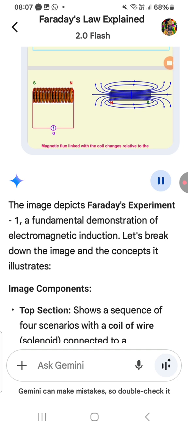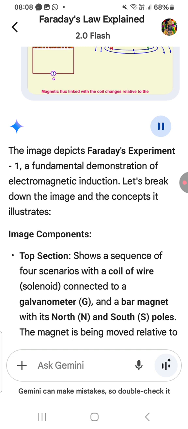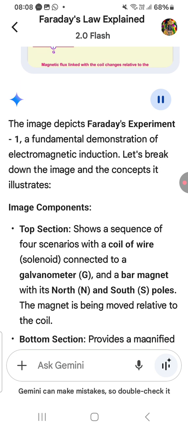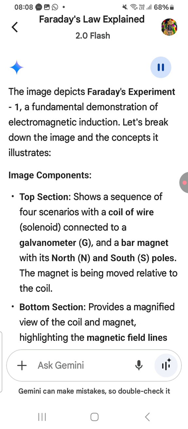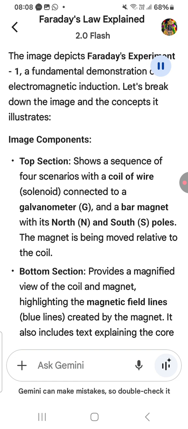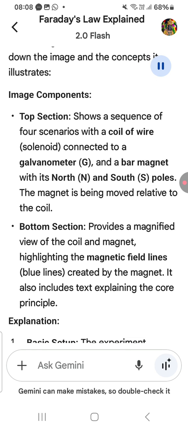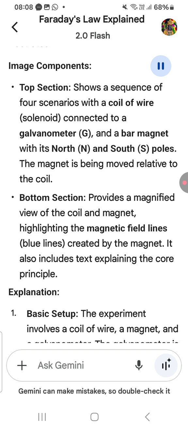Image components. Top section: shows a sequence of 4 scenarios with a coil of wire, a solenoid, connected to a galvanometer, G, and a bar magnet with its north, N, and south, S poles. The magnet is being moved relative to the coil. Bottom section: it's a magnified view of the coil and magnet, highlighting the magnetic field lines, blue lines, created by the magnet. It also includes text explaining the core principle.